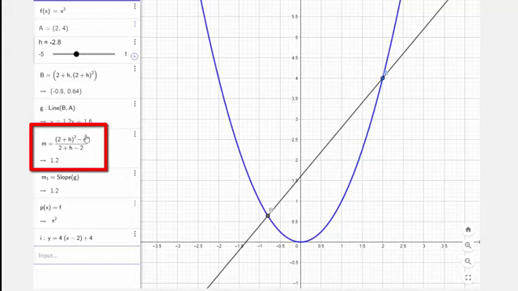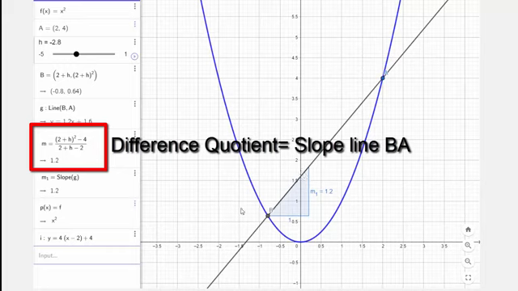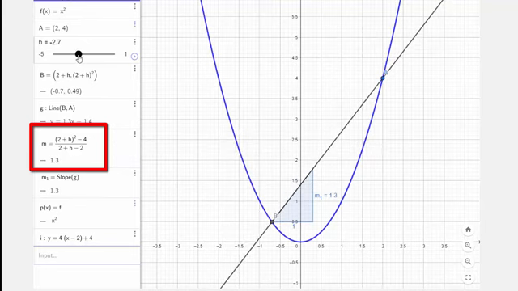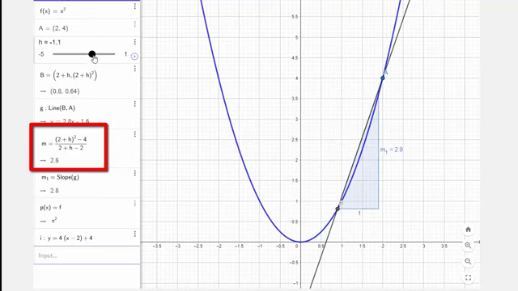2 plus h squared minus 2 squared over 2 plus h minus 2. That's the slope or difference quotient that we are computing, which gives you the slope of this line right there: difference of y coordinates divided by difference of x coordinates. So you can see how the slope changes as you get closer to a.